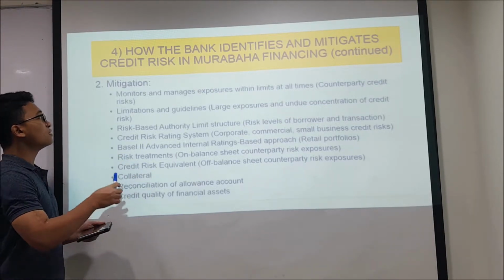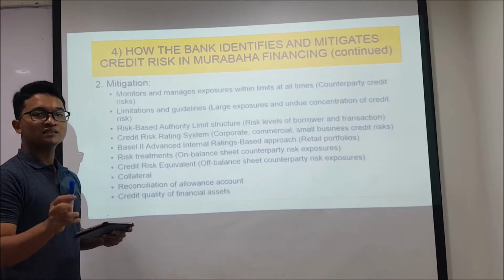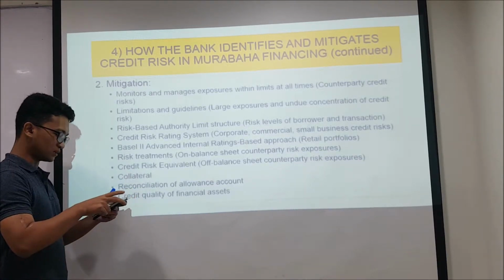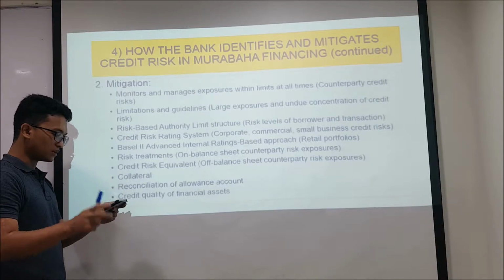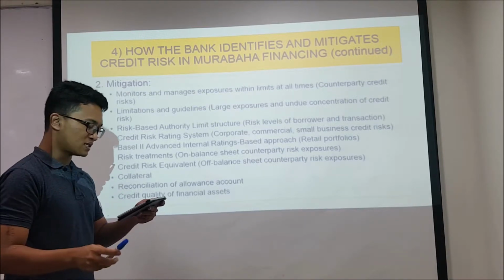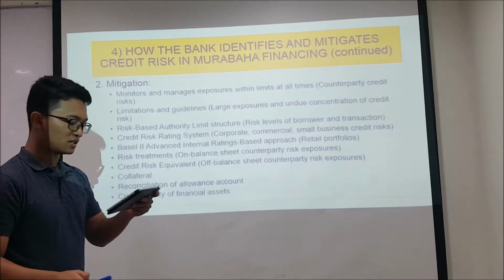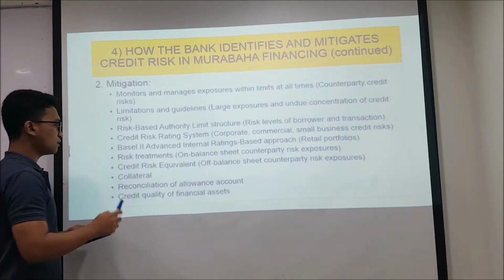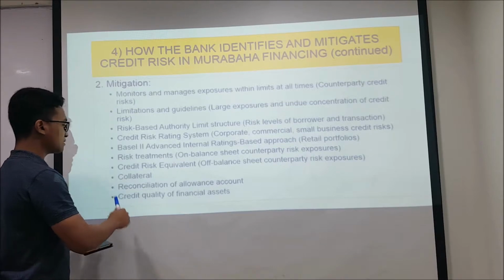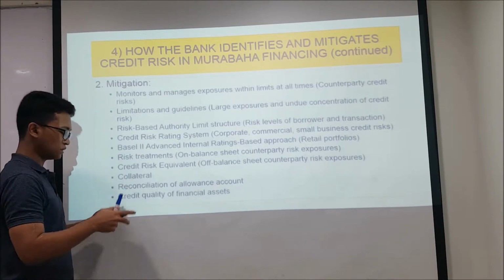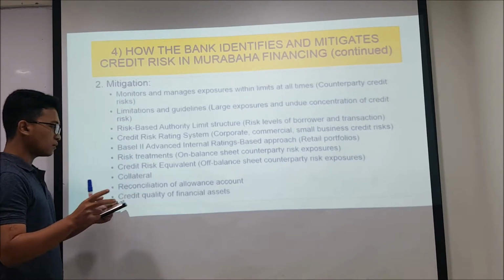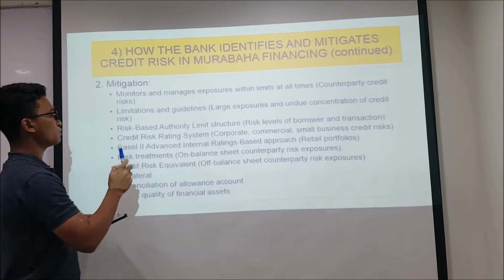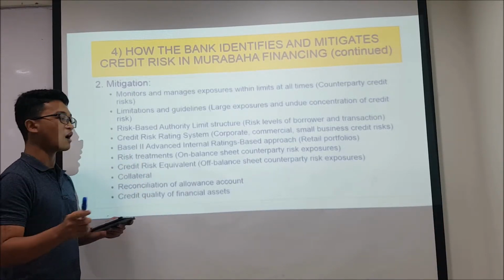After that, the bank also mitigates credit risk in murabaha financing through collateral. The collateral can be in terms of auto financing, share margin financing, commercial property financing, and others. Besides that, reconciliation of the allowance account is also implemented to mitigate the credit risk in murabaha financing.